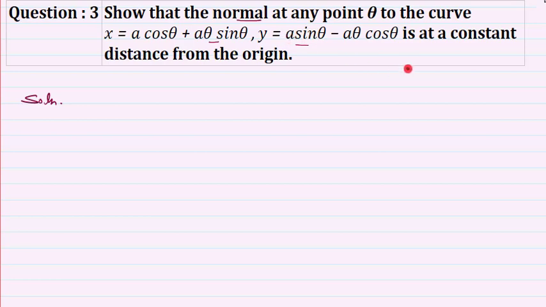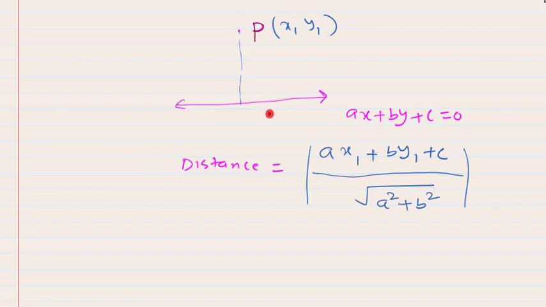The second part of the question is, we need to prove that this normal, means the line, is at a constant distance from the origin. So here we need to take another concept which you have studied in your 11th class, that is the distance of a point from a line. So let me recall this concept to you first.